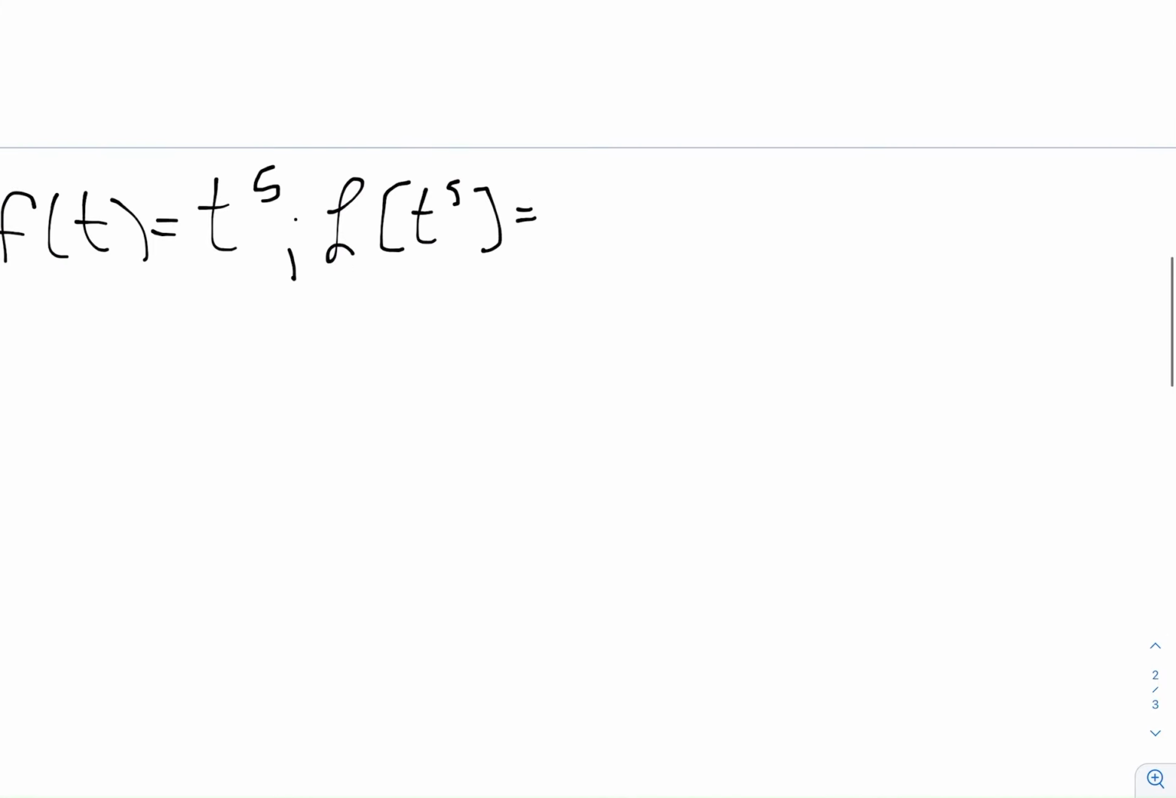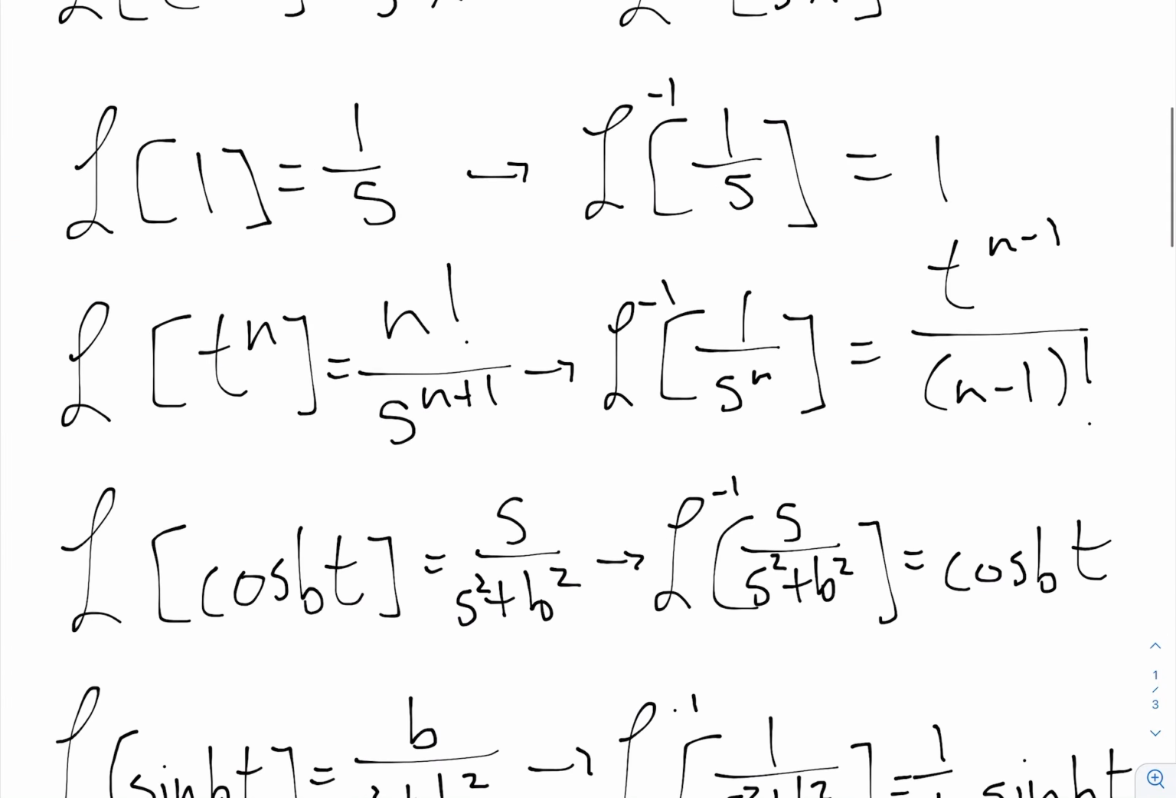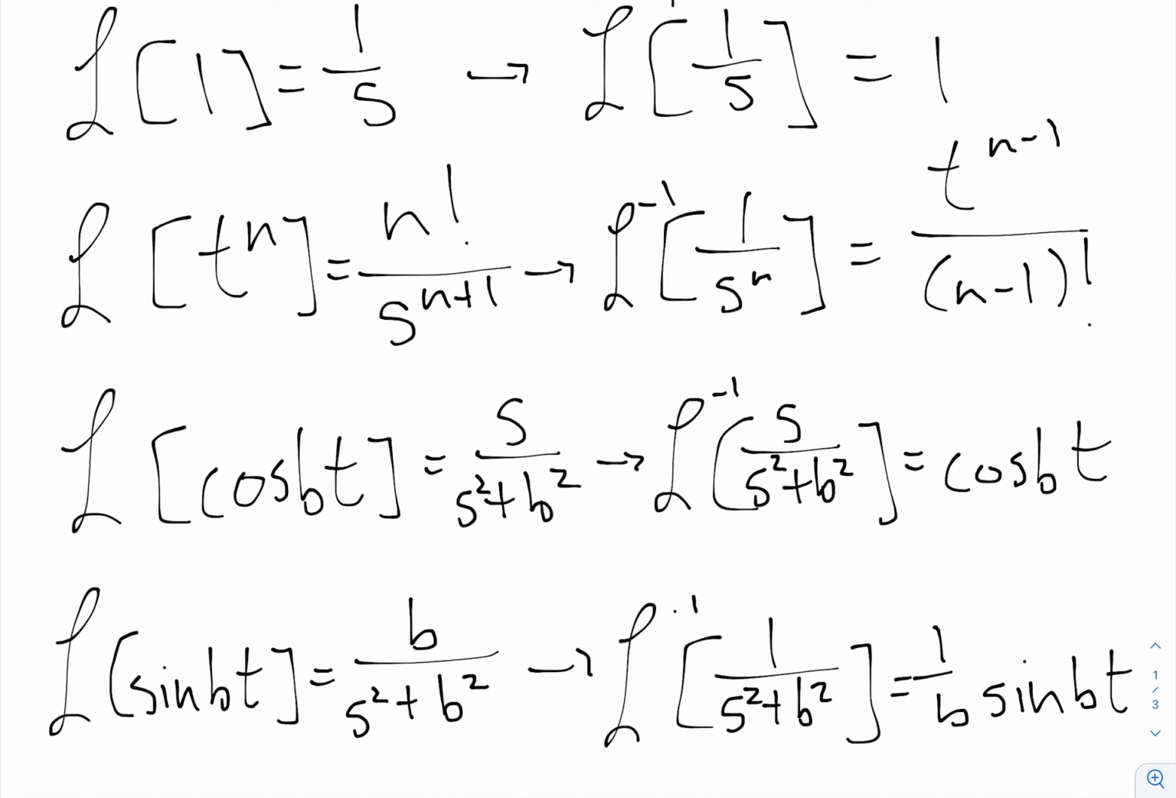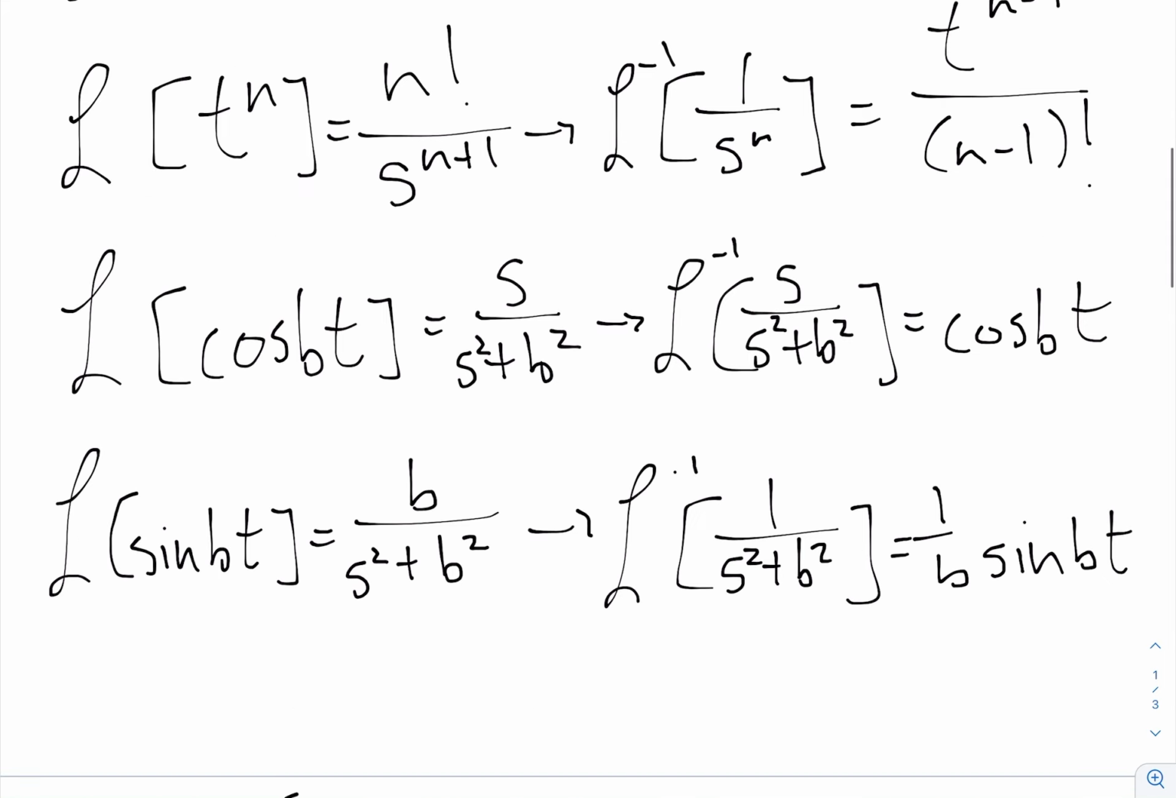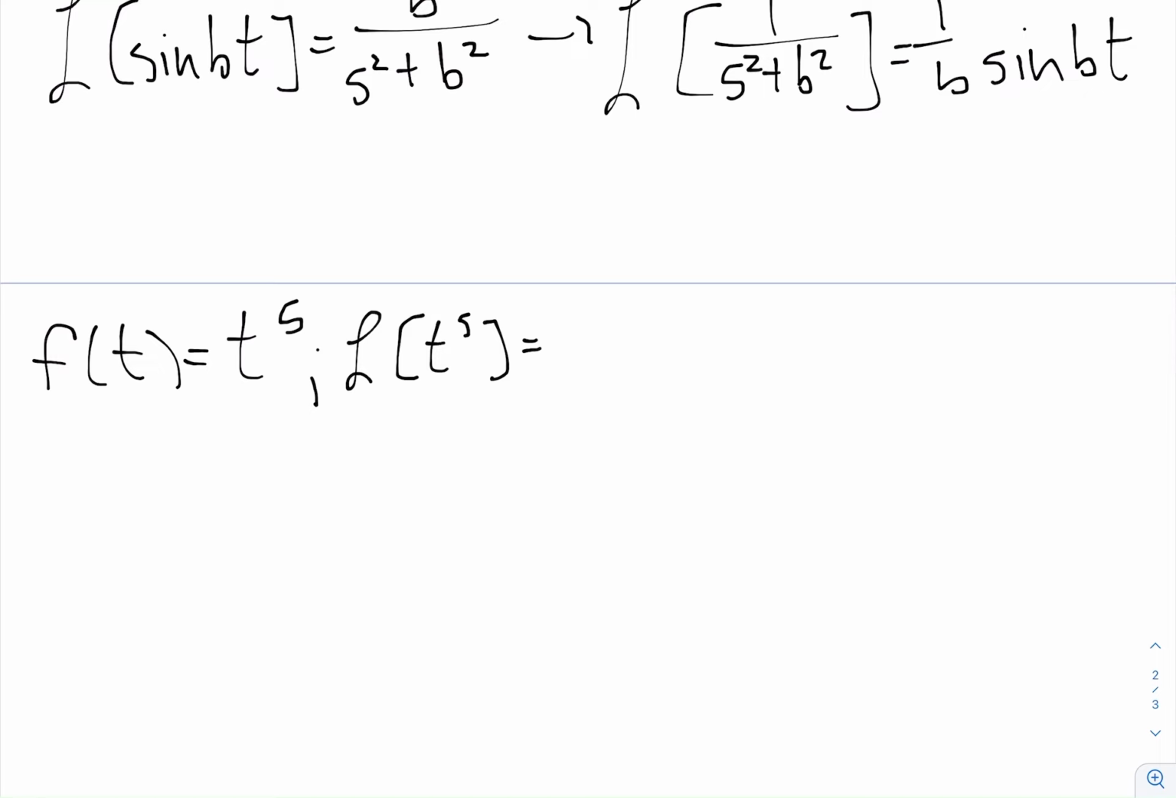That means the Laplace transform of f of t, so the Laplace transform of t to the fifth, what's that going to equal? Well, if we go back to our table up here, the Laplace transform of t to the n is n factorial over s to the n plus 1. So this is going to be 5 factorial over s to the 5 plus 1, so s to the sixth. And remember, 5 factorial is just equal to 120, so this is just 120 over s to the sixth.